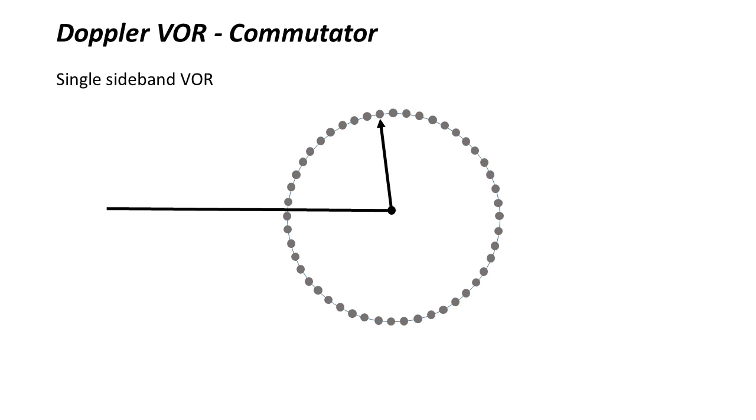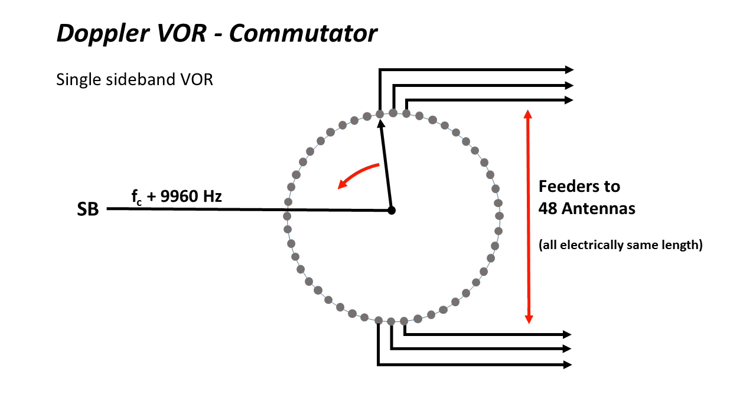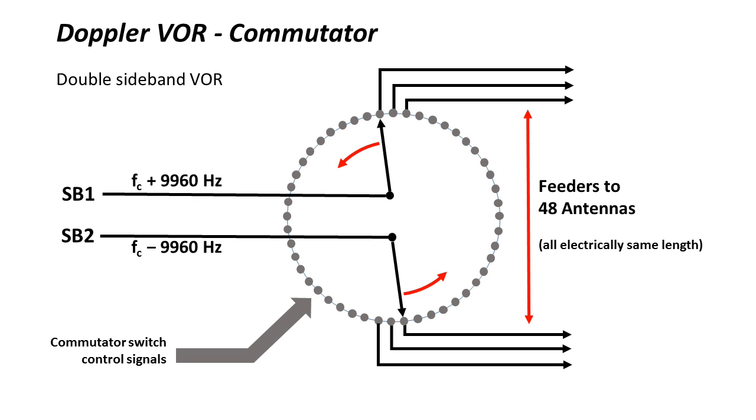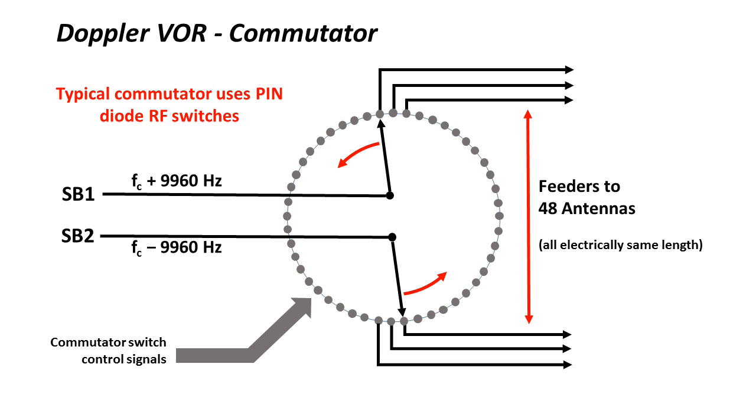Lastly, a look at the commutator. For the single sideband equipment, this consists of a single pole 48 throw rotary electronic switch. The switchways connect to the 48 Alford loop antennas via coax feeders with identical electrical lengths. The switch rotates in effect counterclockwise under the control of the commutator control signals. The double sideband VOR complicates matters by using a double pole 48-way switch with the two upper and lower sideband frequencies fed to diametrically opposed antennas in turn. As I mentioned before, most commutators make use of semiconductor pin diode RF switch elements.